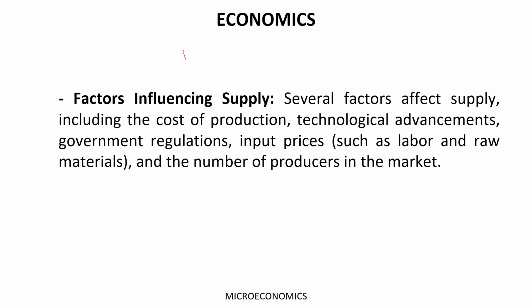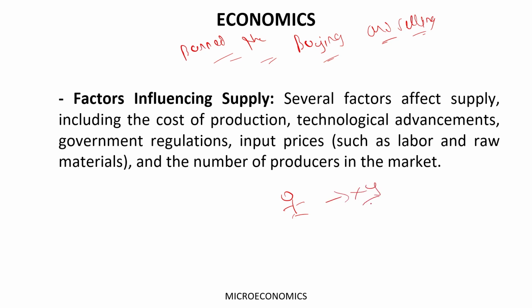Suppose if the government banned the buying and selling of any particular commodity. Okay. Just suppose this person is supplying XY basically to the market, and then the government bans the buying and selling of XY in the market. So what will happen? There will be no buyer, and when there will be no buyer, then this person will not be able to supply XY to anyone.